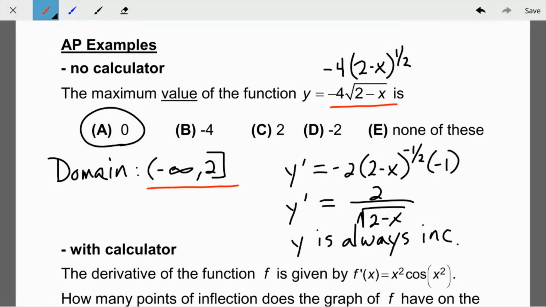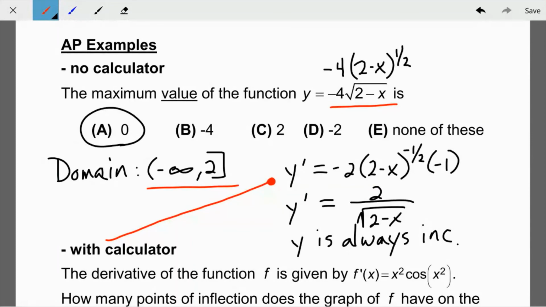And I'm not really that concerned with exactly what this function looks like, but I know this graph is always increasing until I get to the right endpoint. And then that's going to have to be my maximum value because the function is always increasing. So I know the maximum value is going to occur when x is equal to 2. Okay, so that's the first thing. I know where the maximum value occurs.